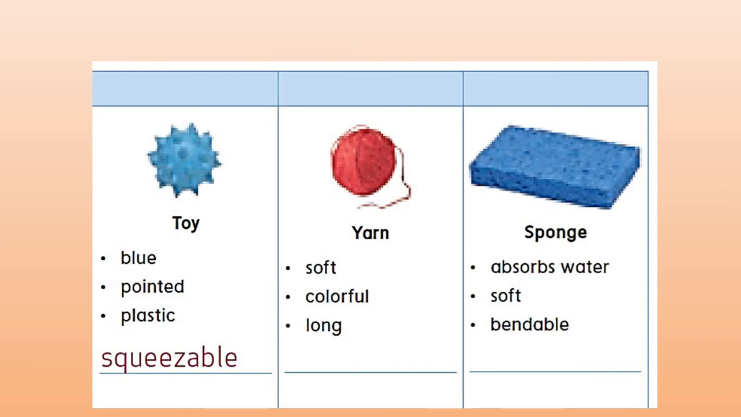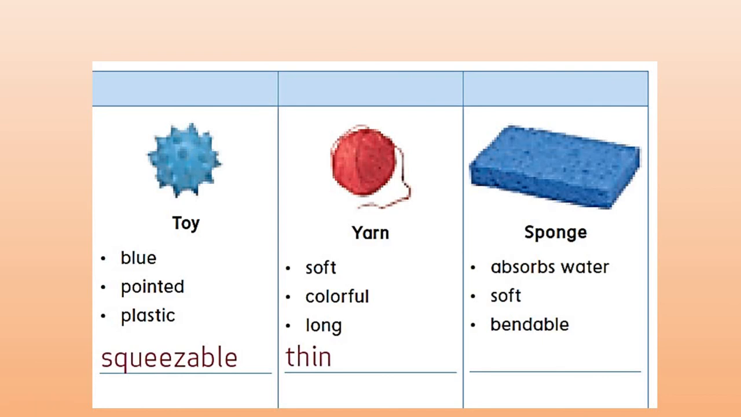Let's see yarn. Yarn is soft, not hard, and it's colorful. It's red, and it's very long. Yarn is very long. And what do you think? Is it thick or thin? It's very thin, grade 2, right? It's long and thin. Excellent, grade 2.